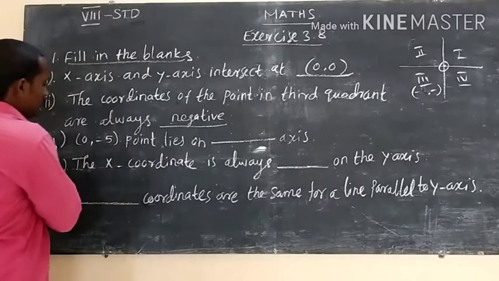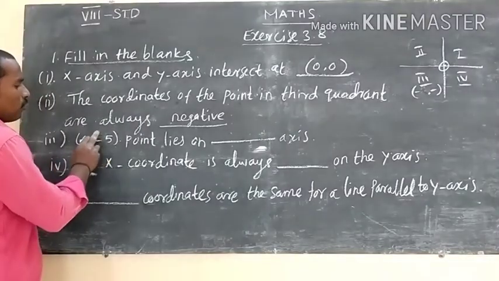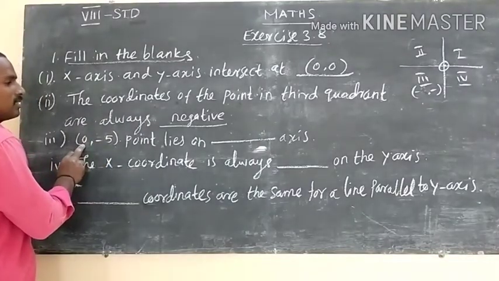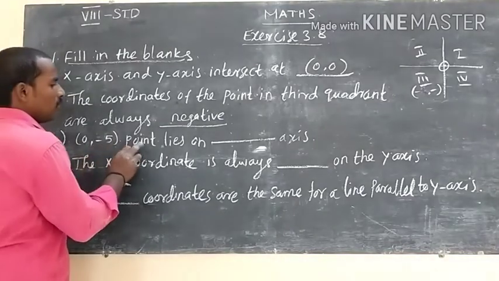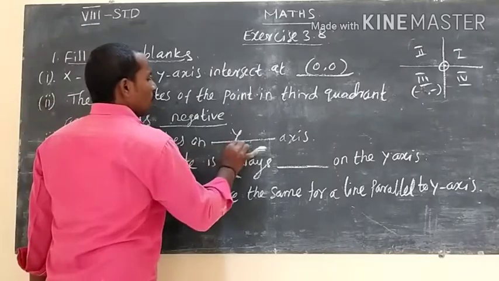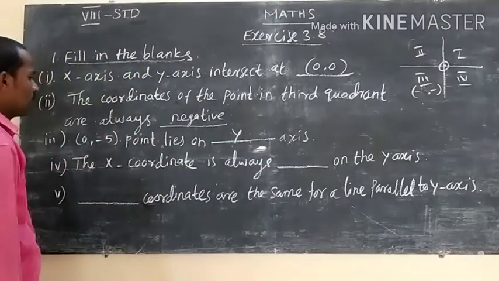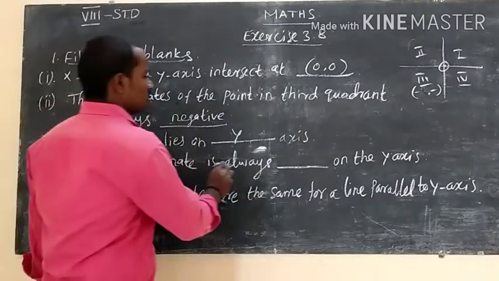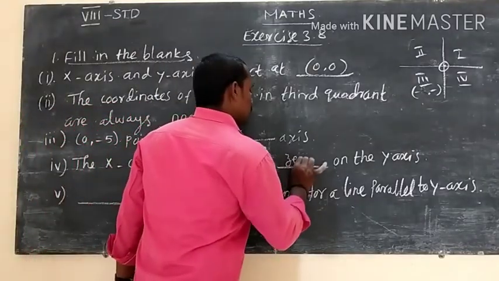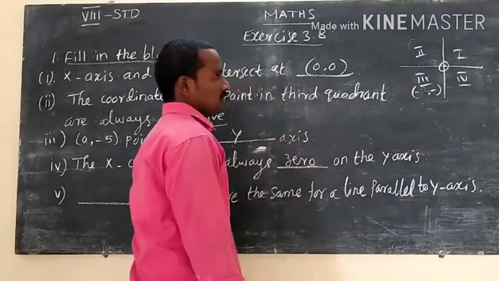Then the third subdivision, (0, minus 5). Here only the y value is given. x is equal to 0 means the point lies on the y-axis. Okay, the point (0, minus 5) lies on the y-axis because x is equal to 0. Next, the fourth one: the x coordinate is always 0 on the y-axis.